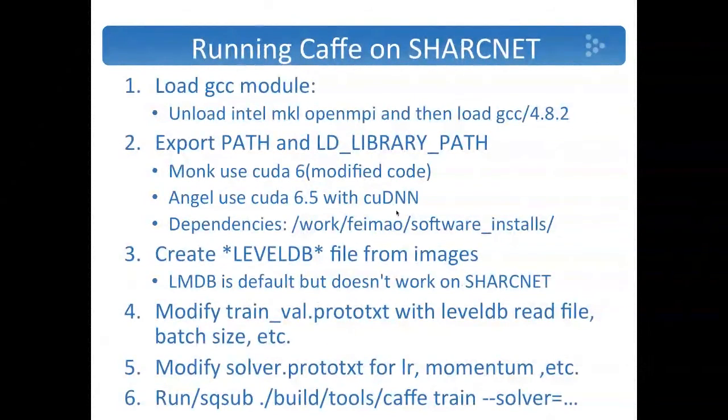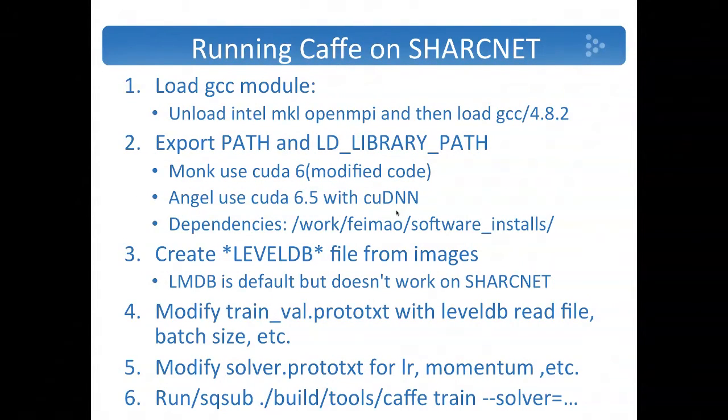So before I show you the demo, I'll show you the basic steps first. I compiled Caffe with the GCC compiler, so you have to unload all the Intel-related compiler or pack modules first, then load the GCC version. I compiled Caffe for 2 versions. One is for Monk, and another one is for Android, because the Monk GPU is relatively old. It has only compute capability 2.0.